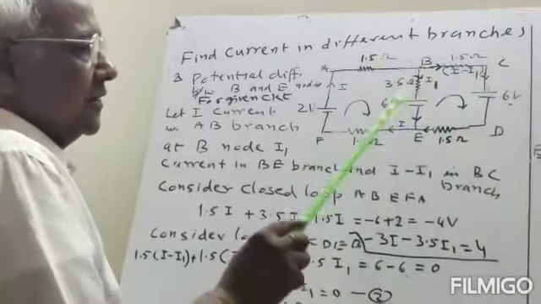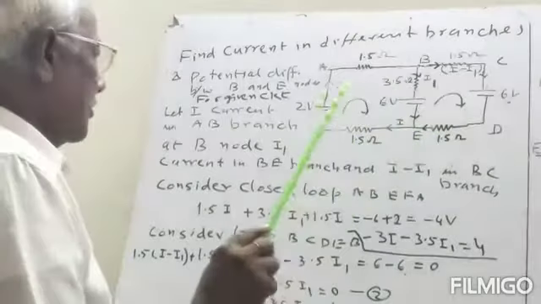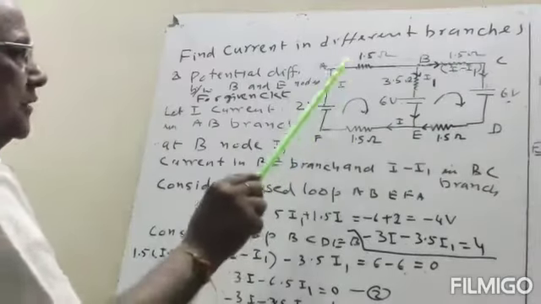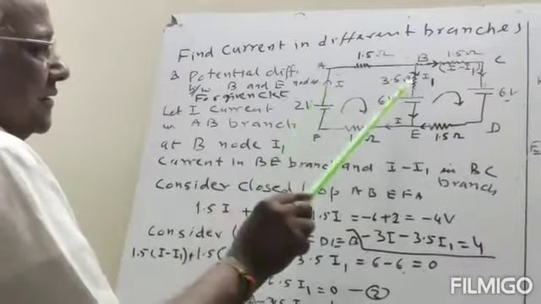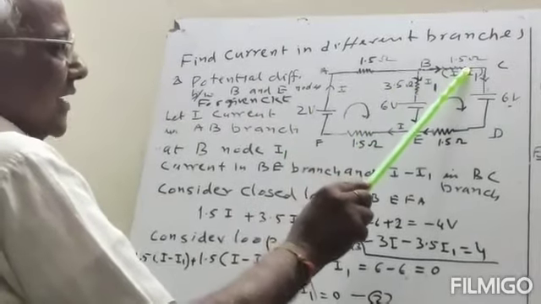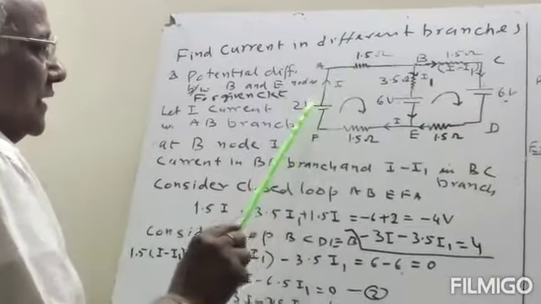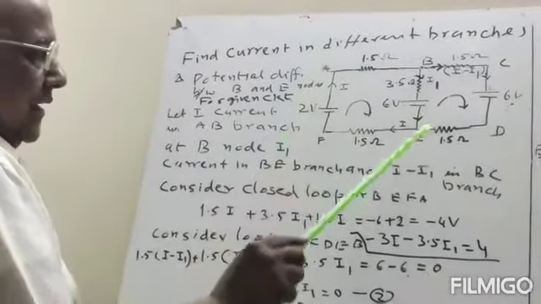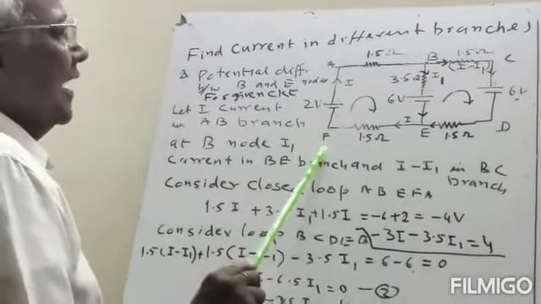Using Kirchhoff's current law, the current in this branch is I1. This is I minus I1, and here I. Now we take this loop A, B, E, F.